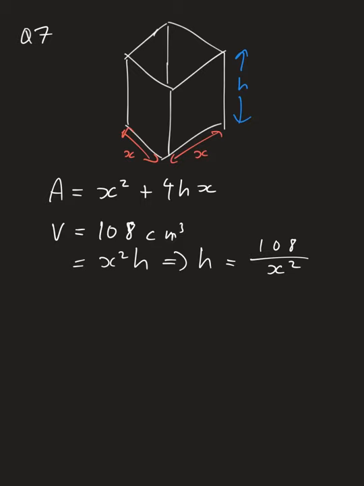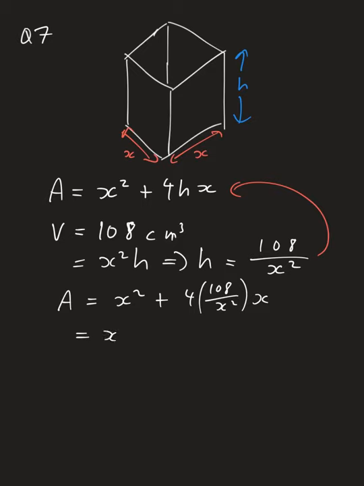So I can take that and put it back into that equation, and I get A equal to x squared plus 4 times 108 over x squared times x, which is equal to x squared plus 432 over x. So there it is. I have the area of the box as a function of the base x. Now I'm going to minimize that function, A as a function of x, in order to find the minimum surface area of the box.